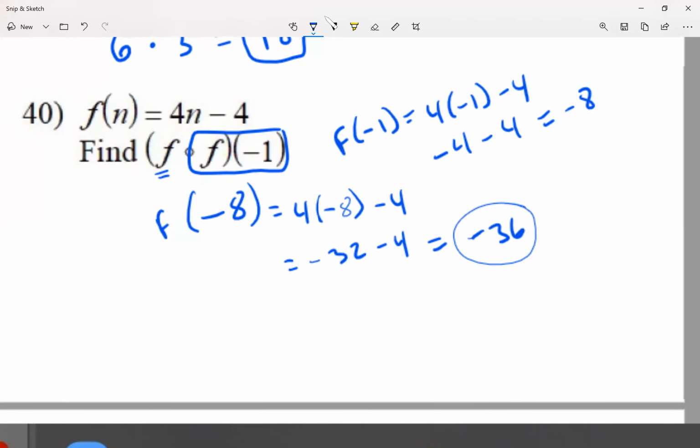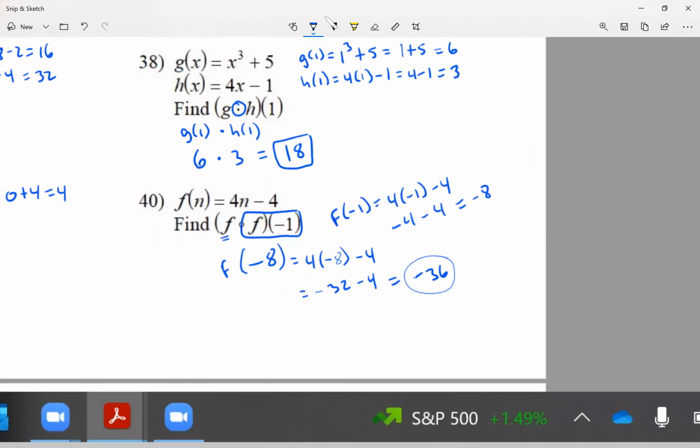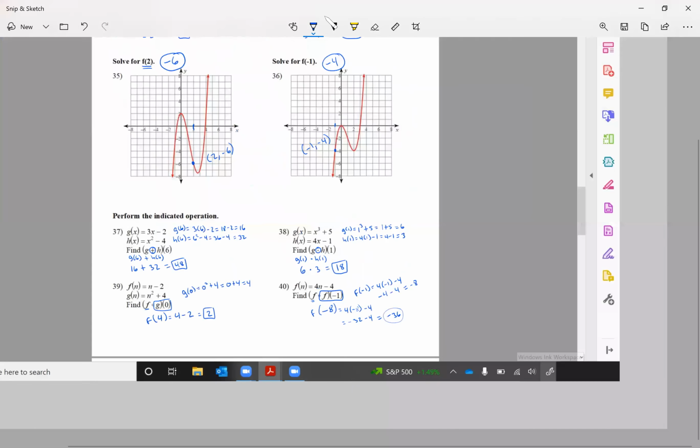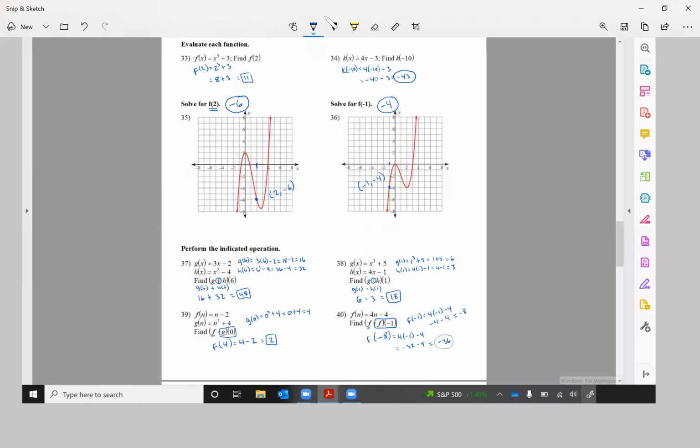All right, you guys should be good. Tomorrow we have a quiz. Next week we have a test. Remember, a test is the one that covers the whole unit. So let me zoom out. You guys should be good for the quiz tomorrow.